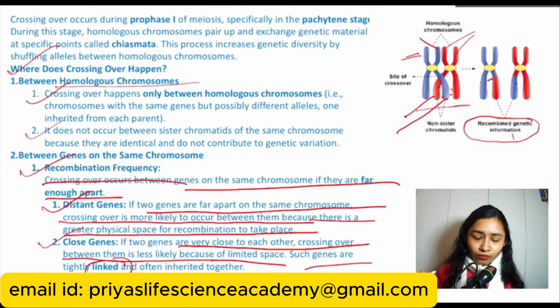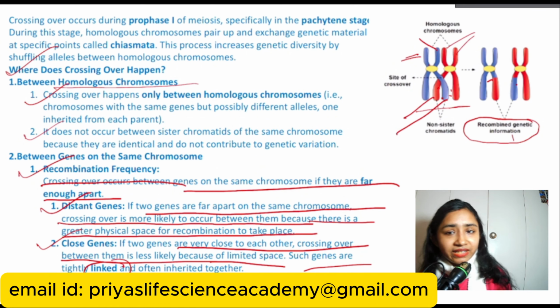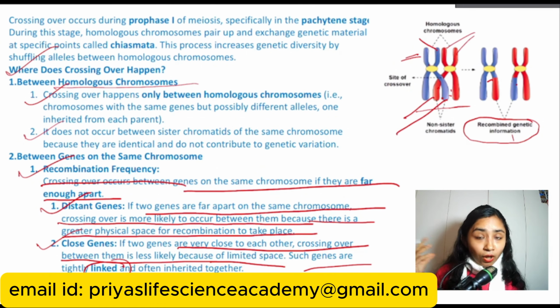So from this part, what you understood is that crossing over always happens between two homologous chromosomes, between two non-sister chromatids, which is the main thing to bring genetic diversity. And recombination happens between two genes when they are distantly located, but not between the genes which are closely spaced. In that case, we have another term which is linkage. Linkage is nothing but when two genes tend to inherit together. That is known as linkage or linked genes.